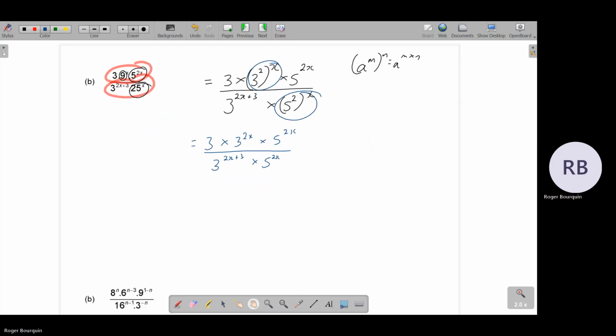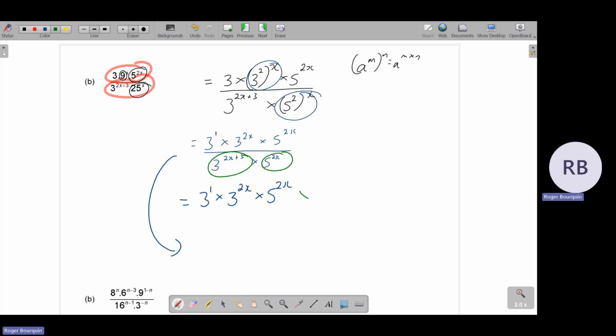Then, because everything's multiplication, I can move everything to the top. I will normally skip this step and go straight to the next step. These all stay at the top, so it stays a positive exponent. Exponents don't change. But then I'm going to move these powers in the denominator up because the operation is multiplication, because there are no plus and minus signs. And when I move those up, 2x plus 3 changes to negative 2x minus 3, and 2x changes to negative 2x, right?